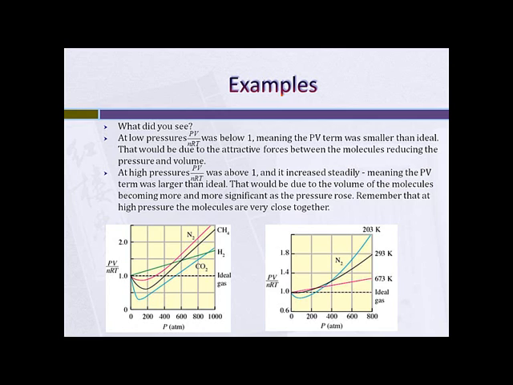Hopefully at high pressures you saw that PV over nRT was above 1, and it increased steadily, meaning the PV term was larger than ideal. Well, that would be due to the volume of the molecules becoming more and more significant as the pressure rose, since the higher the pressure, the closer the molecules are together. You also notice in the one on the right, for temperature, that as the temperature rose, the effect became less and less.